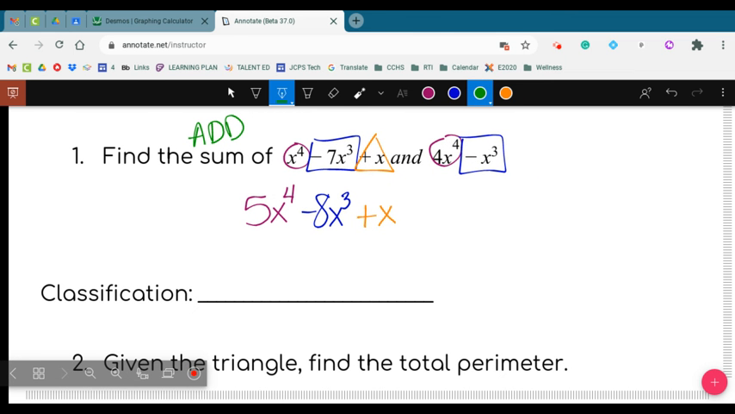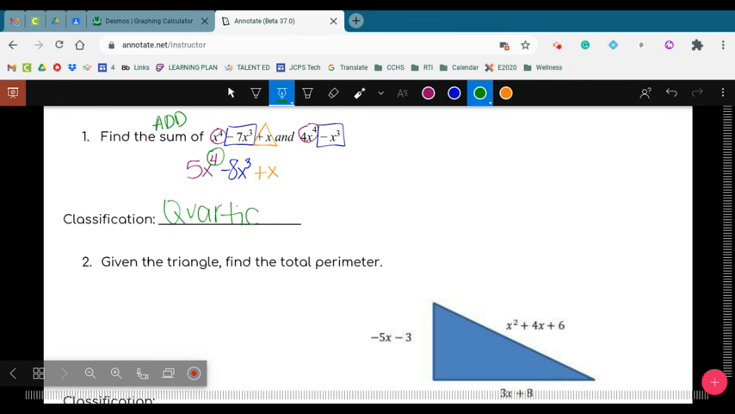And then classification, this has a 4, so it's going to be called quartic. So we look at our biggest exponent. Sometimes if you don't have it written in standard form, your biggest exponent may be in the middle, so make sure you're careful with that.